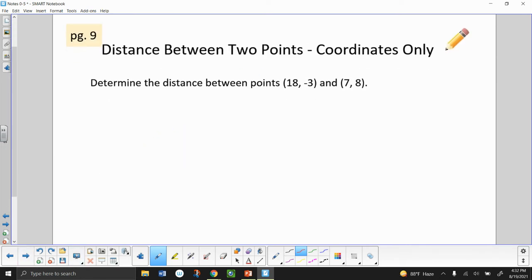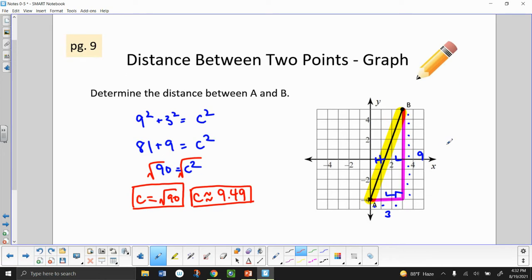Okay, so now what happens if we're given the coordinates only and we're asked to find the distance between 2 points? Well, one thing we could do is we can graph it and see. However, if you're not given a graph, there's a few other ways that we can tell. So let's go back to this example and see. The coordinates of B was 3, 5, and the coordinates of A were 0, -4.